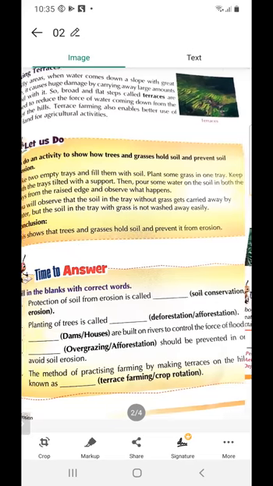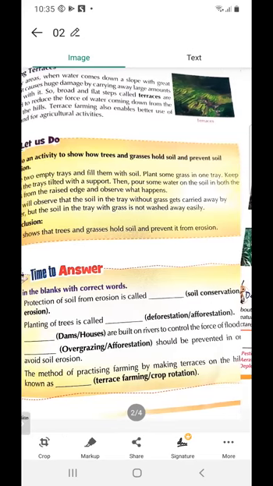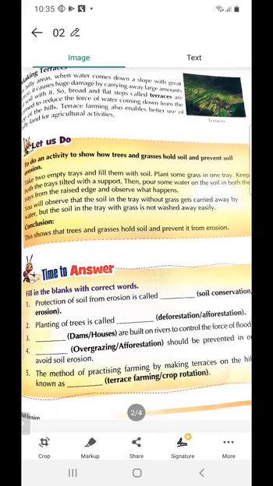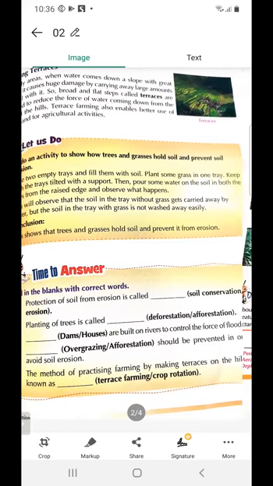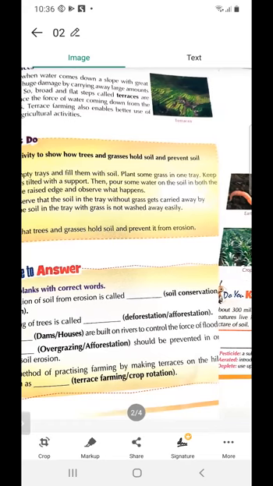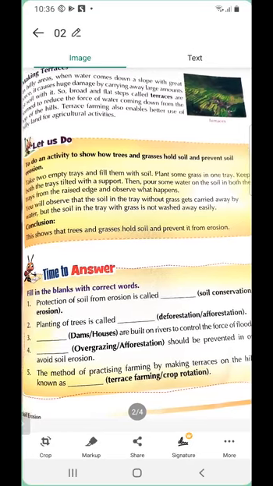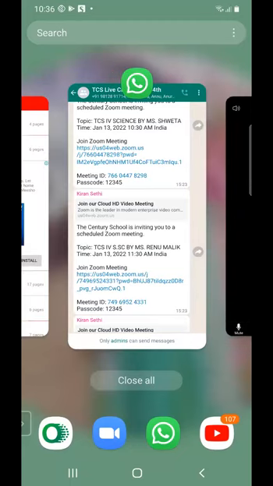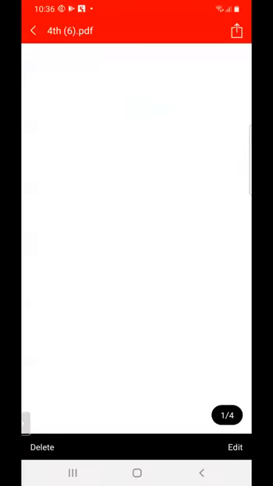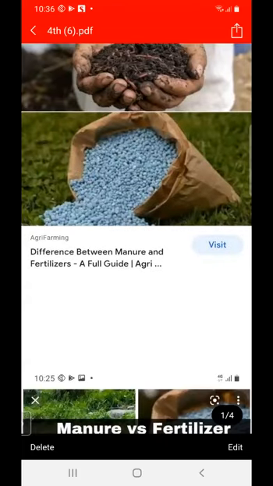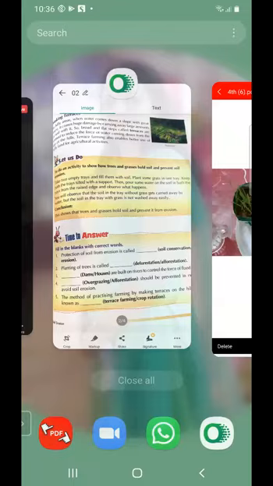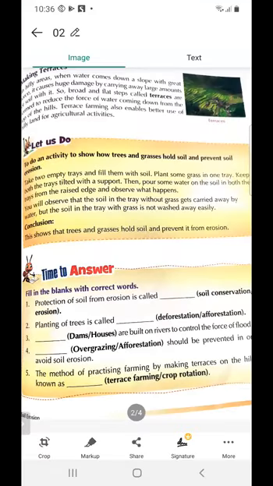Plant some grass in one tray. So we are taking 2 empty trays, and in the first tray we are planting grass. Plant some grass in one tray and keep both the trays tilted with the support.